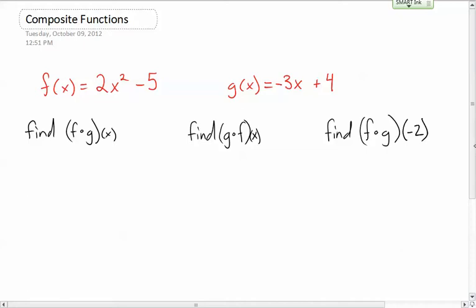Alright guys, so I thought I would take a little bit of time today to go over composite functions, just as a review for some and maybe learning a little bit for others. And so here, we're going to try it.